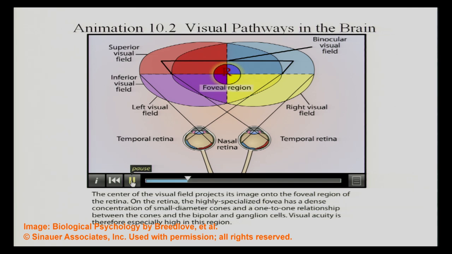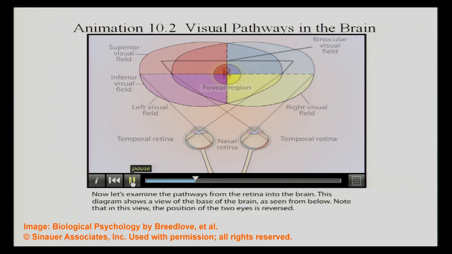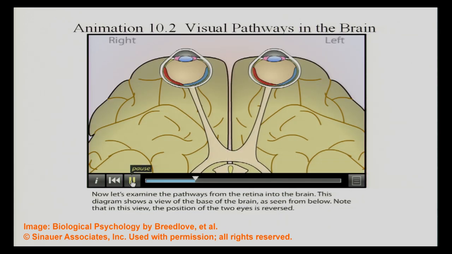On the retina, the highly specialized fovea has a dense concentration of small diameter cones and a one-to-one relationship between the cones and the bipolar and ganglion cells. Visual acuity is therefore especially high in this region. Now let's examine the pathways from the retina into the brain.